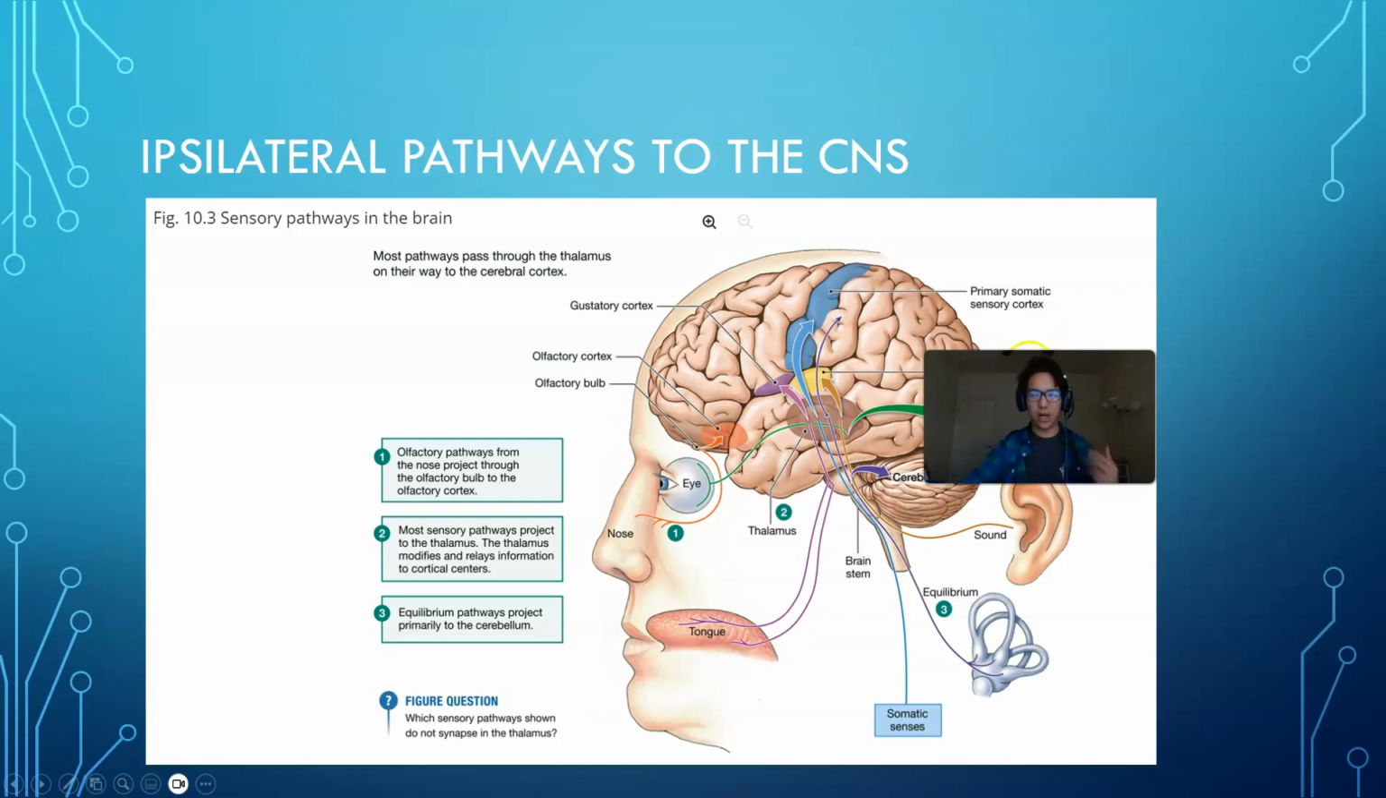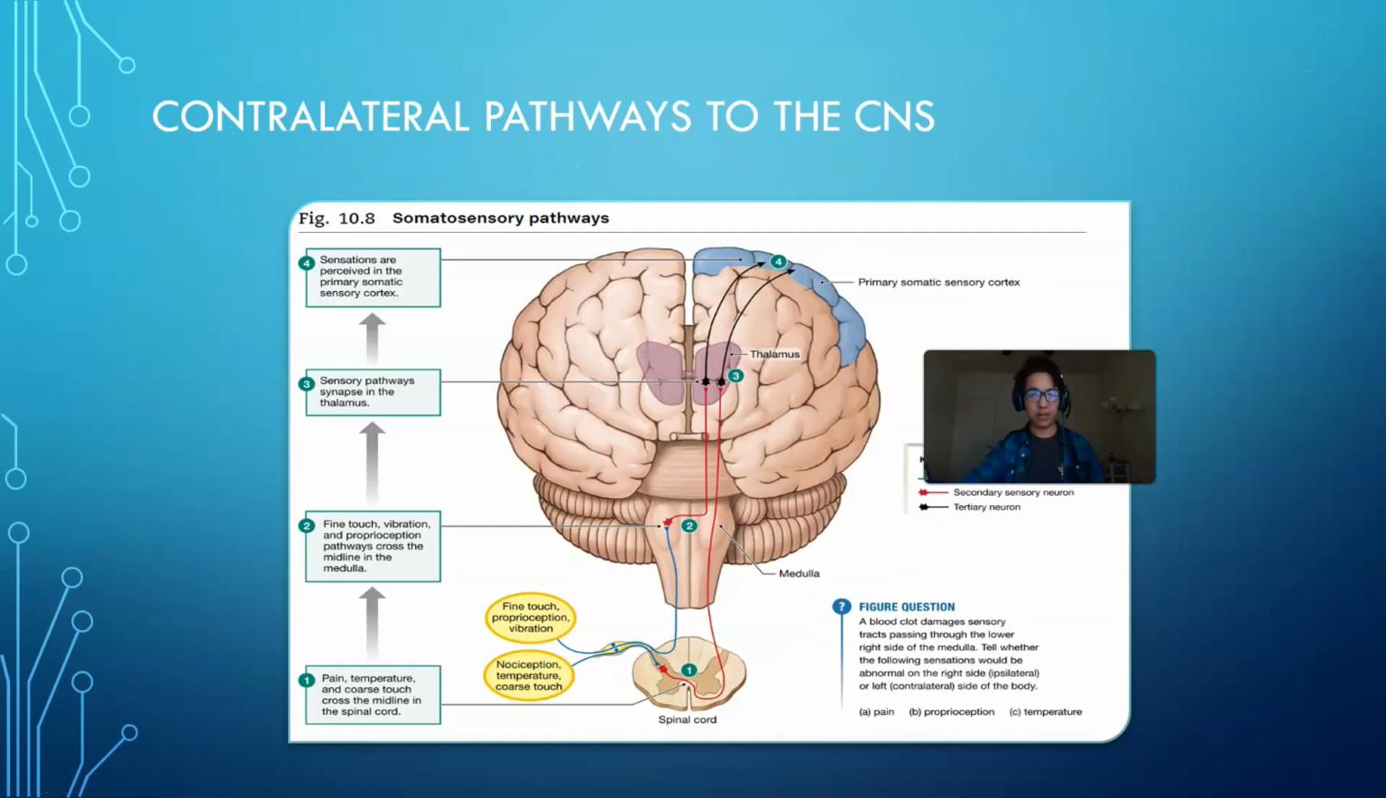Auditory, of course, that's audio, so listening. Visual, of course, is visual or seeing. So these are ipsilateral pathways. Now let's move on to contralateral pathways.